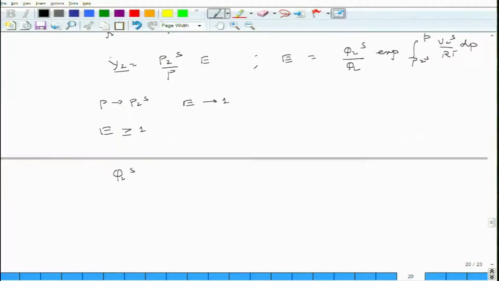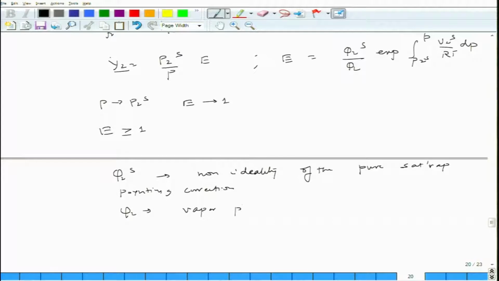What does phi 2s represent? Non-ideality of the pure saturated vapor, okay. And the Poynting correction, of course, we all know is the pressure effect. What is phi 2? This is the vapor phase fugacity coefficient in the high pressure gas mixture, right. Because it is dense, the pressure will be very high. It is not a low pressure system at all.